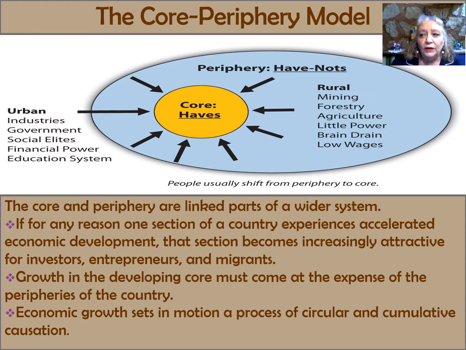The core areas of the country are places that have accelerated economic development. For instance, New York, Los Angeles, San Francisco. Those are all on the periphery of the United States, yet they're considered core parts of this country. The periphery is actually located in those rural areas in the Midwest. Okay. It's the growth in the developing core that has to come at the expense of the periphery.